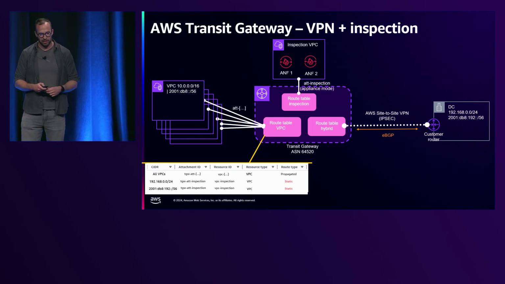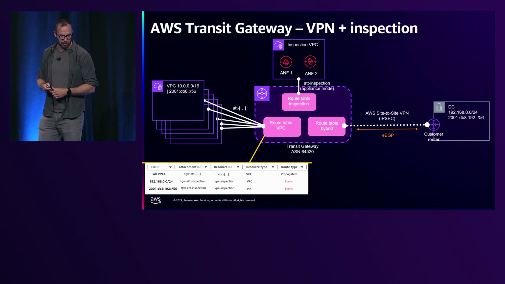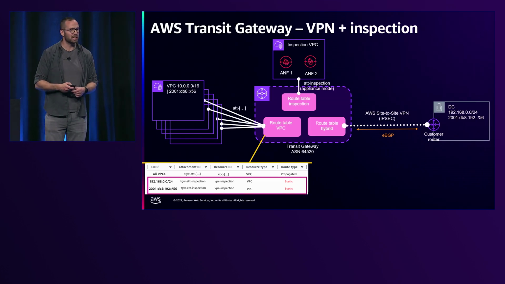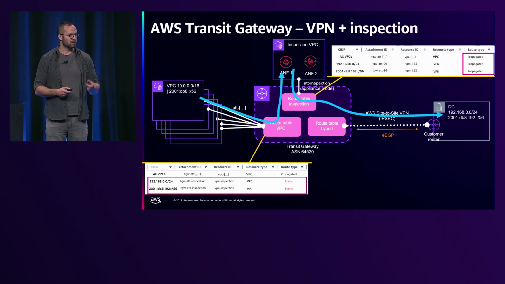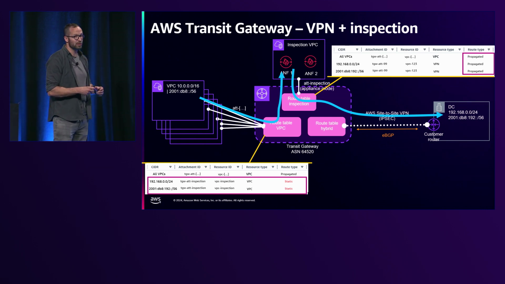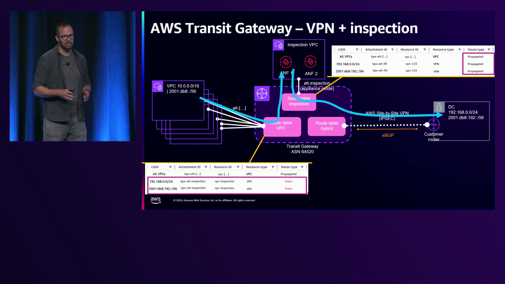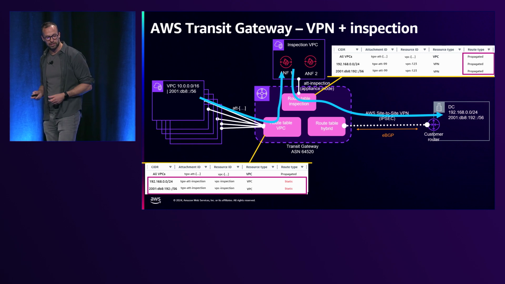Now, from a routing perspective, in the VPC route table, we're pushing all the traffic that would normally be destined to on-premise using static routes up to the inspection VPC. After inspection, traffic will be using the inspection route table, where we have all of our routes propagated. That's clean traffic. We can have all of the routes in there.